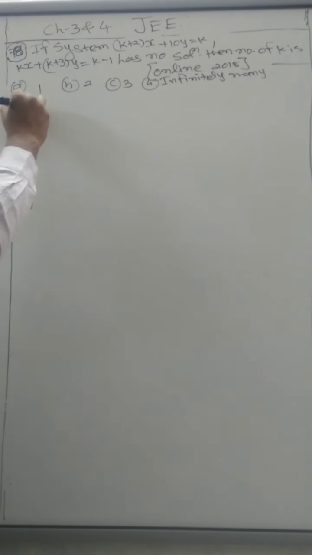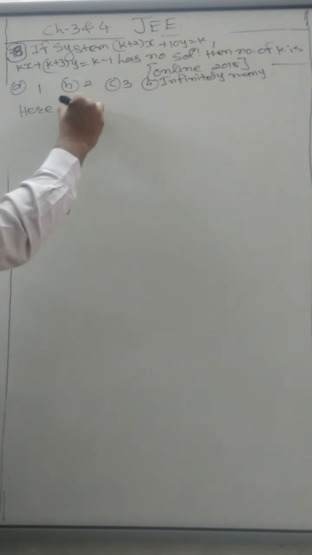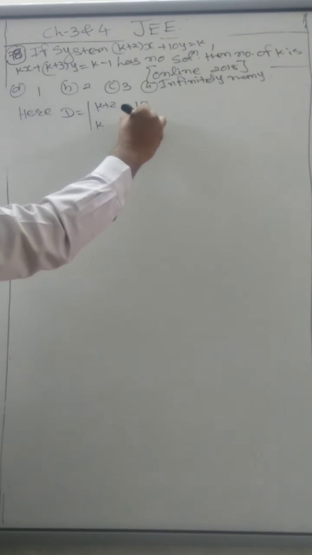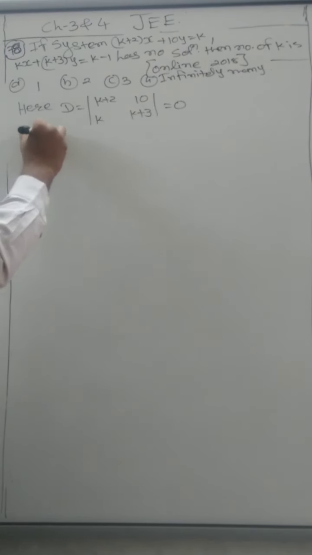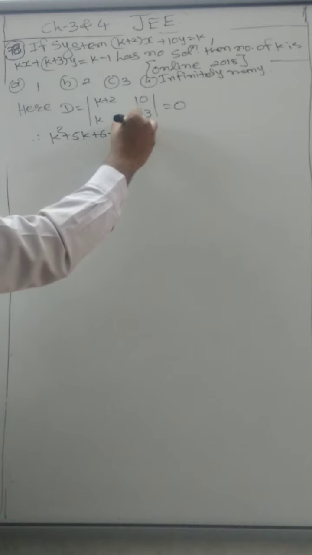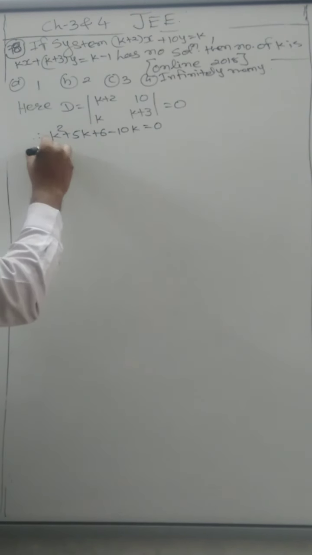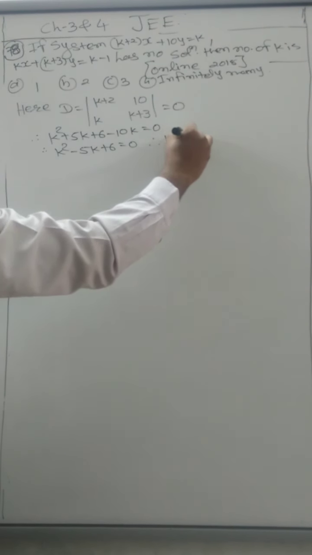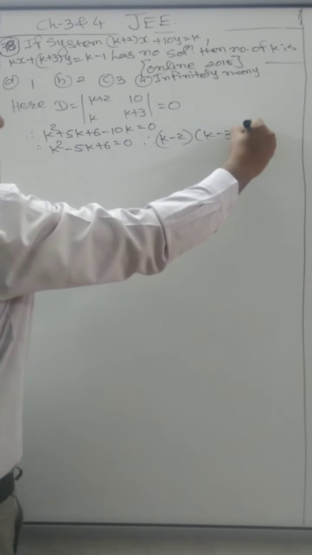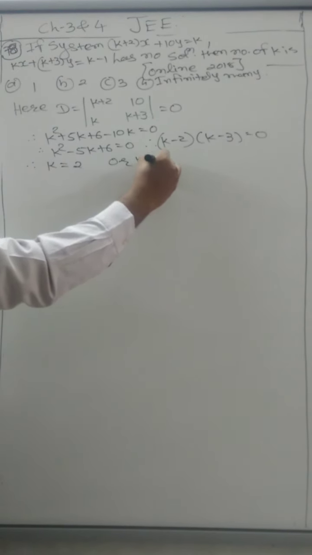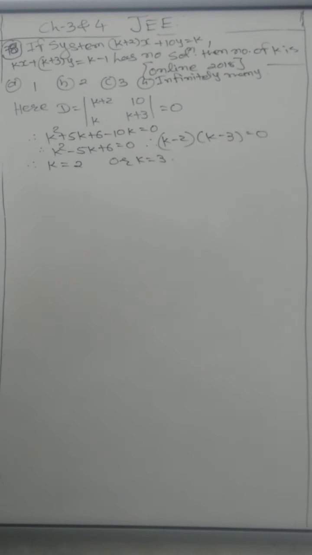Okay, so first of all, D is equal to the determinant k plus 2, 10, k, k plus 3, and we take this as 0 because it has no solution. So therefore, k square plus 5k plus 6 minus 10k is equal to 0. It means k square minus 5k plus 6 equal to 0, means k minus 2, k minus 3 equal to 0, or we get the value of k is 2 or k is 3.